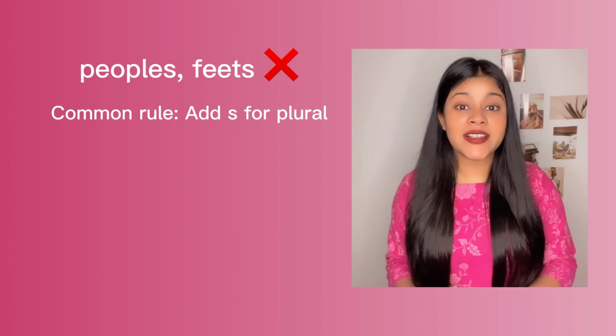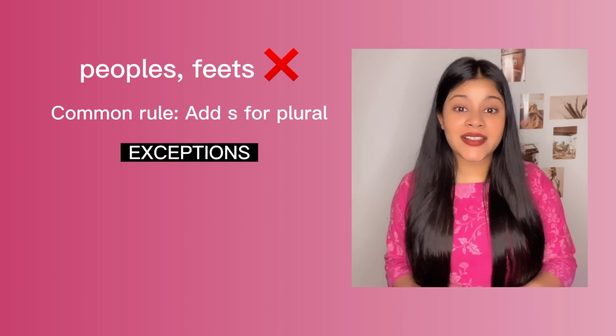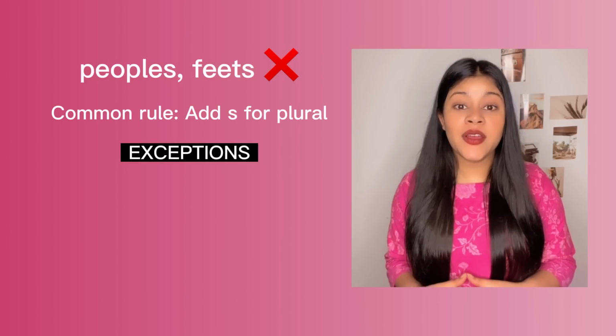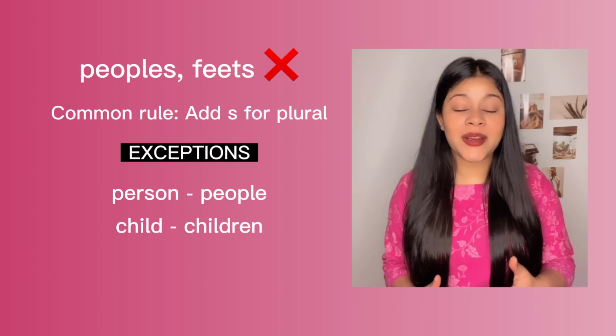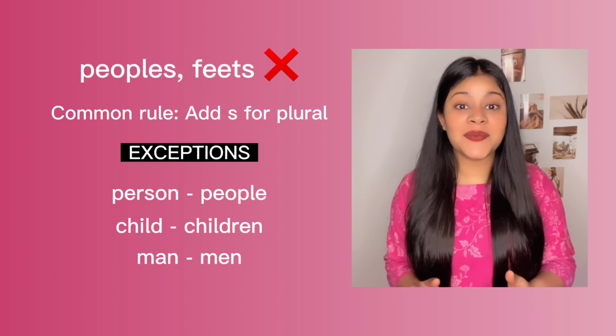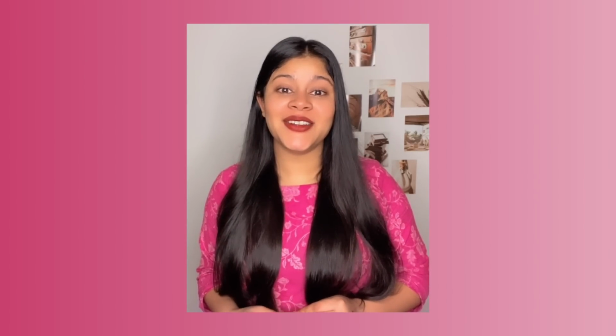The common rule is that we add s to make anything plural. But there are some exceptions. These are some common exceptions that we all make mistakes with. Person becomes people and not peoples. Child becomes children. Man becomes men. Woman becomes women.